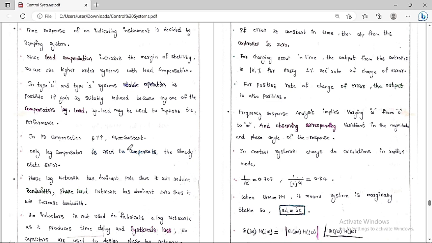So what I am trying to tell you is very simple. In the case of type 0 and type 1 systems, stable operation is possible if gain is suitably reduced because any one of the compensators, lag or lead, may be used to improve the performance. And as I told you, if you want to increase the range of stability, definitely you have to decrease the range of the gain as well as add the zeros. I have already told you this point so many times.